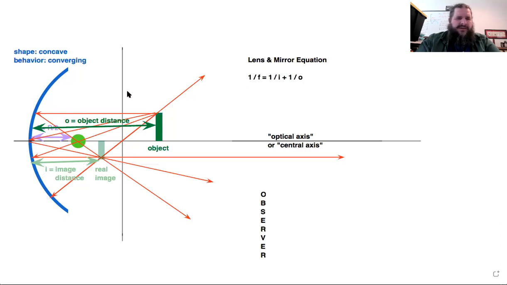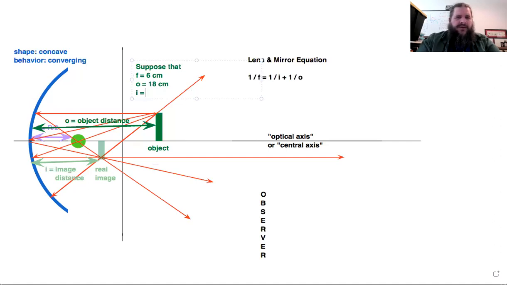So let's try this out. Let me just make up some numbers here. Let's say we already know that the focal length is, let's say, 6 centimeters, and the object distance is, it looks like about 3 times as far, let's say 18 centimeters.